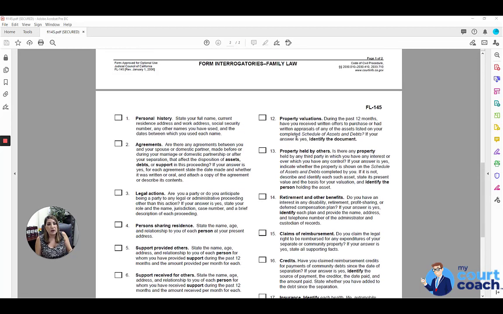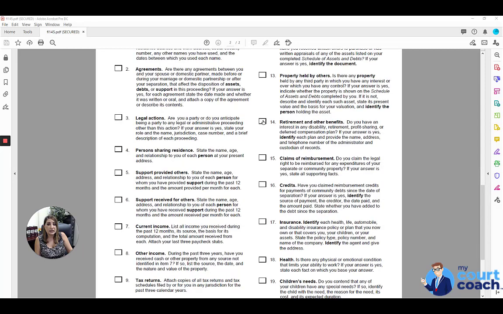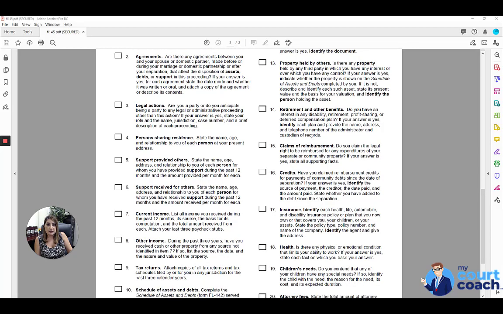Item number 12, property valuations. If you want to know if the other party has received any written offers to purchase or have had written appraisals of any of their assets that are listed on the completed schedule of assets and debts, you would mark box 12. Item 13, if you want the other party to disclose if they have any property that is currently being held by a third party, you would mark box 13. Item 14, if you mark this box, the other side needs to disclose their retirement and other benefits and identify each plan and administrator and custodian of records.